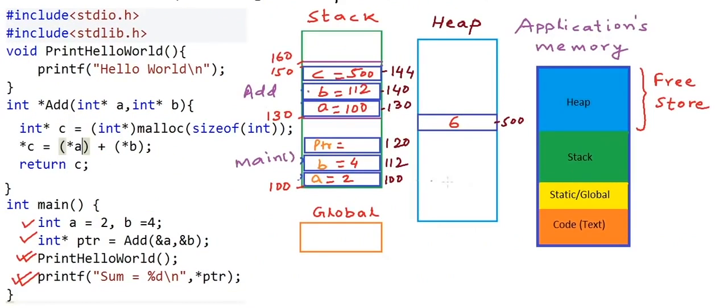Now in this code, let's say this call to malloc gives us this block at address 500 in the heap. c is now pointing to this block, and using c we have written this value 6 here. Now when add finishes, the address returned by the add function, which is address 500, is still valid. We still have the data there, and it will not be deallocated. Anything on the heap has to be explicitly deallocated.